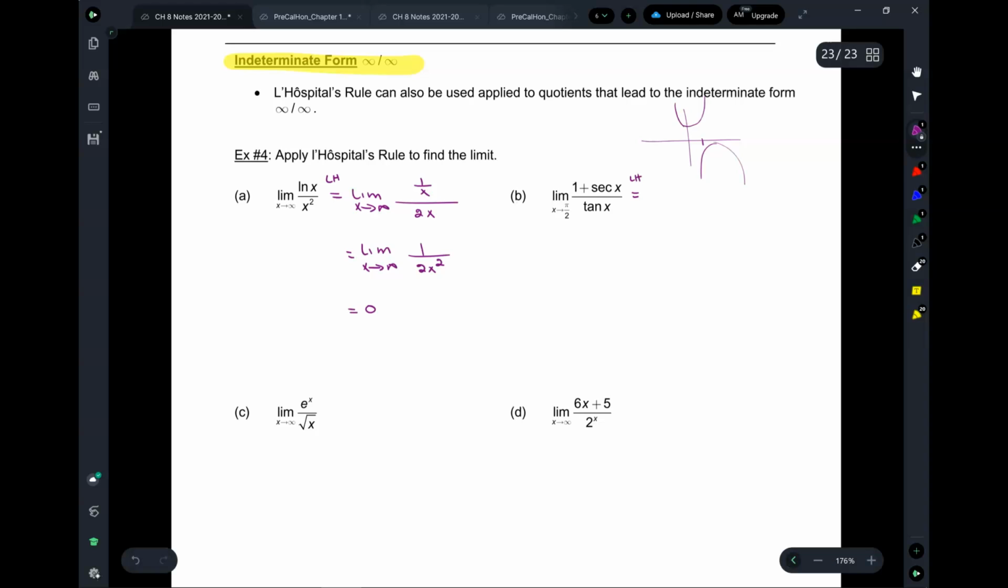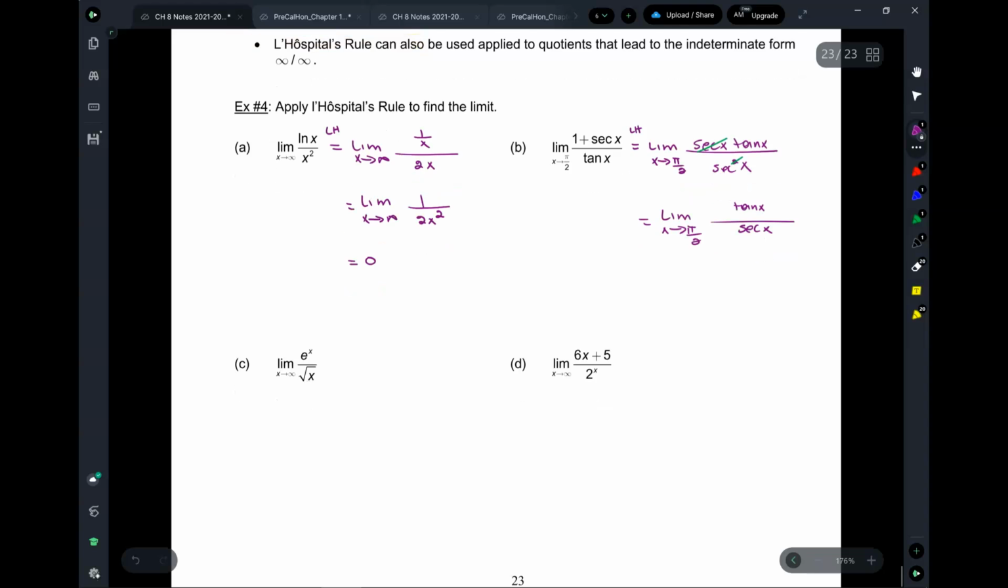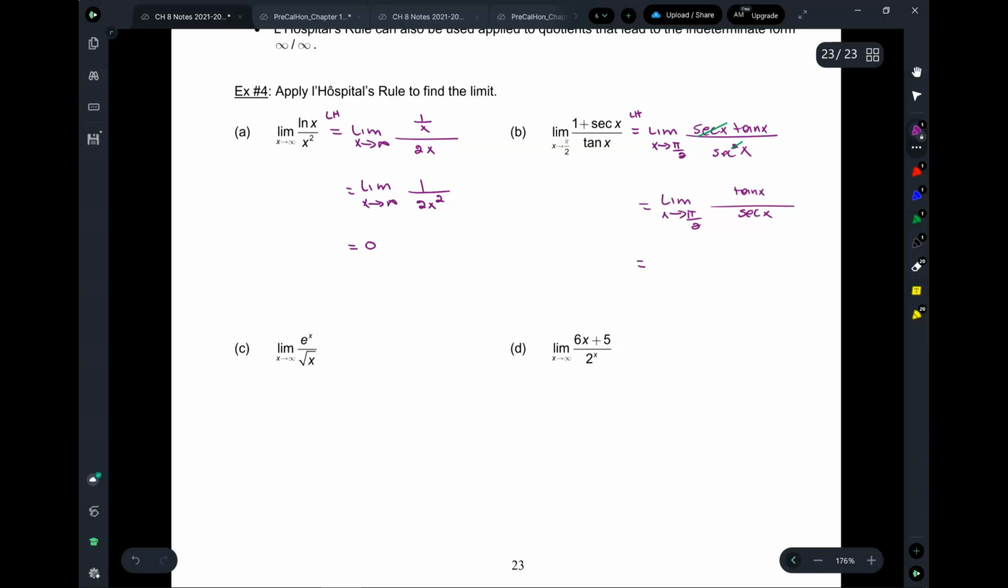So by L'Hopital's rule, this is going to be the limit as x approaches pi over 2 of, what's the derivative of 1 plus secant x? All right, this is good review. Over secant squared x. And one of these cancels with one of these. So this is the limit as x approaches pi over 2 of tangent over secant. Okay? And here we can also actually do a little bit of trigonometry.